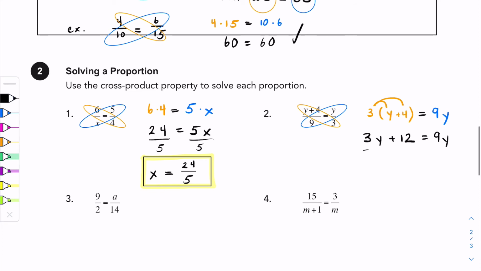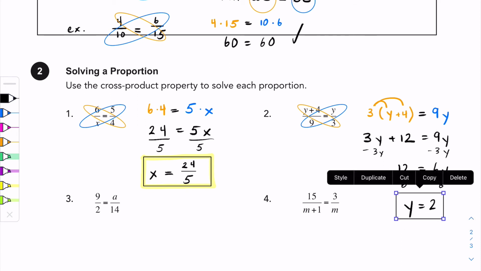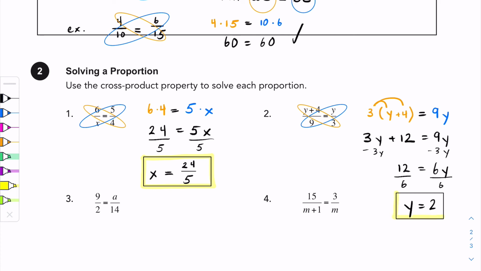I'm going to subtract 3y from both sides. 12 is equal to 6y. I'm going to divide both sides by 6. 12 divided by 6 leaves you with a solution of 2. Therefore, your y variable is equal to 2. Okay, and please follow along as I complete 3 and 4.